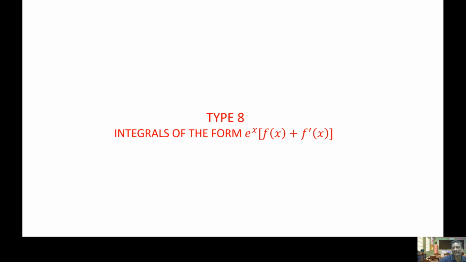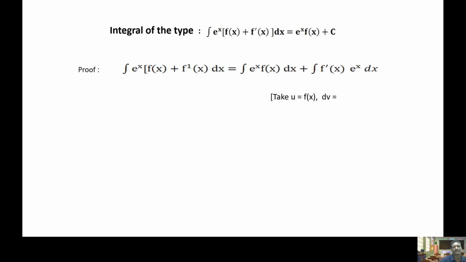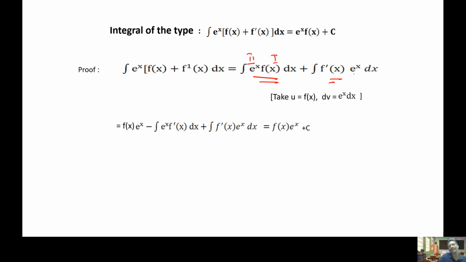Now integral of the form e raised to x into f of x plus f dash x. You can write it as integral e raised to x f of x dx plus f dash x into e raised to x dx. You can integrate this part or this part. If you integrate this portion, you take f of x as first function. This is second function. If you integrate this portion, then e raised to x as first function and this is the second function. Okay, always remember this.